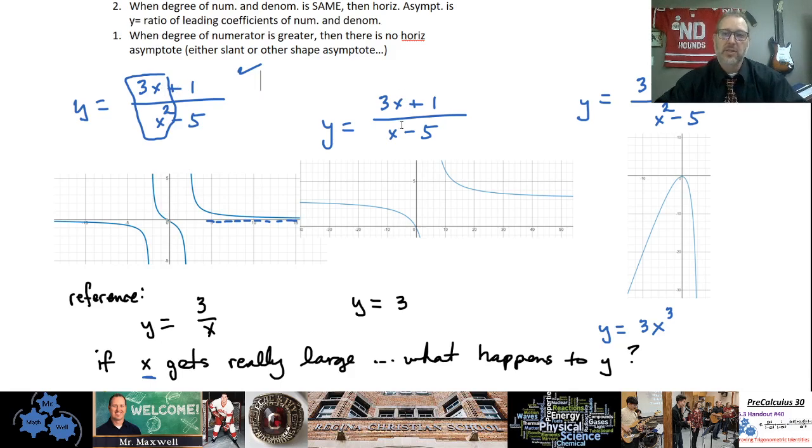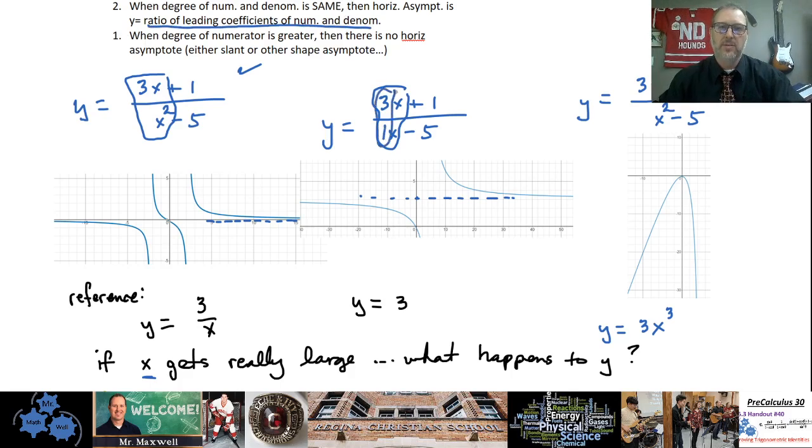So what happens if the degrees are the same? Well, again, I look at the leading coefficients of each of the polynomials on the top and the bottom, and I simplify that. Y equals 3. As x gets super large, y becomes 3, because it doesn't affect this. So you can see on this graph, 1, 2, 3, here's 3, and that is our horizontal asymptote. So when they're the same, you take the ratio of the leading coefficients of the numerator and the denominator, and that is your horizontal asymptote. So this is 3 over 1.